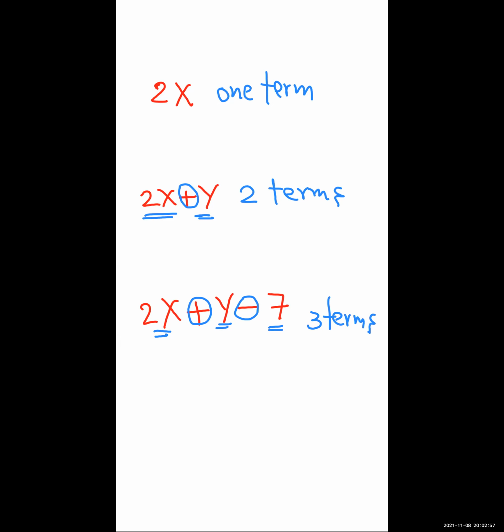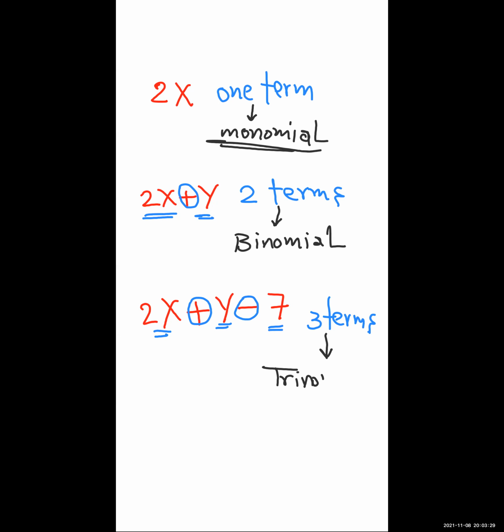Okay, actually, there's a given name for each one. Concentrate well. If the expression consists of one term, its name is monomial. If it's two terms, its name is binomial. If it's three terms, its name is trinomial. Exactly, yes.